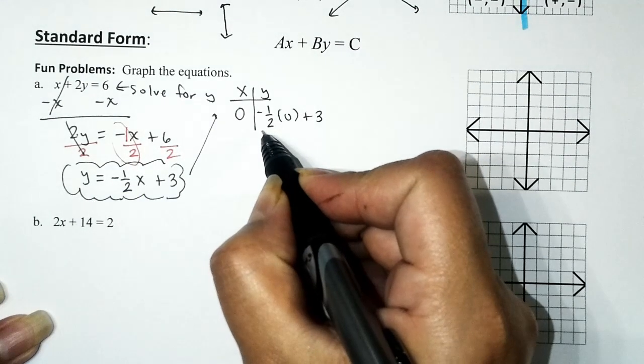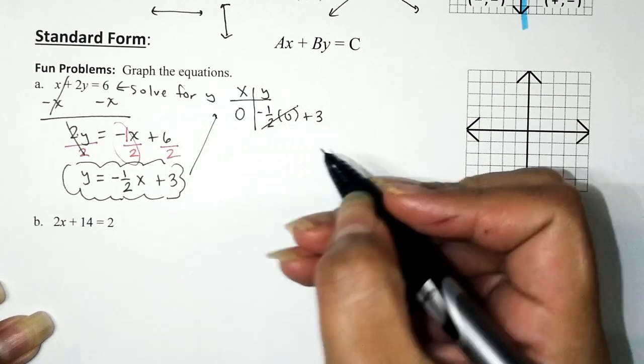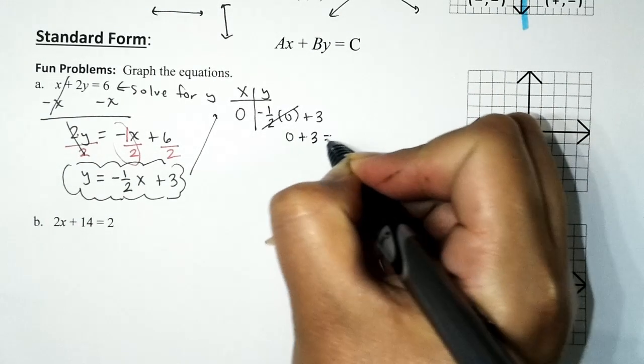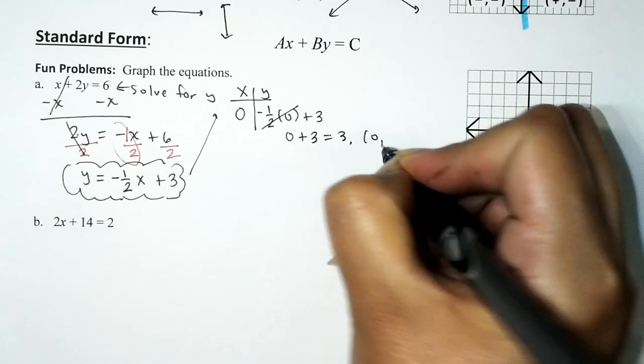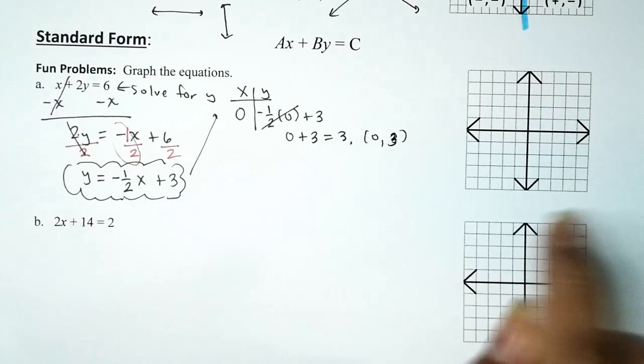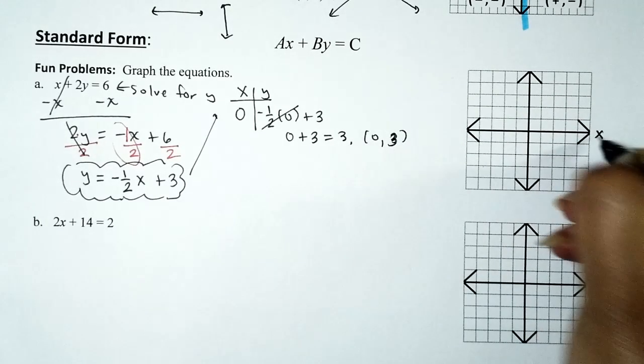The product of -1/2 and 0 is 0, and that will leave us with 0 plus 3, or 3. So our first ordered pair solution is 0, 3. So let's go ahead and locate it in our graph paper. I forgot to put x and y.